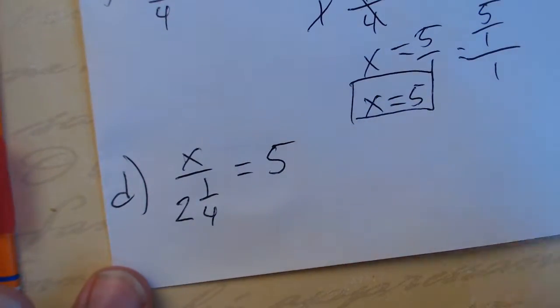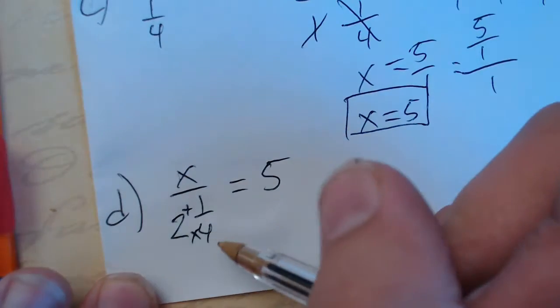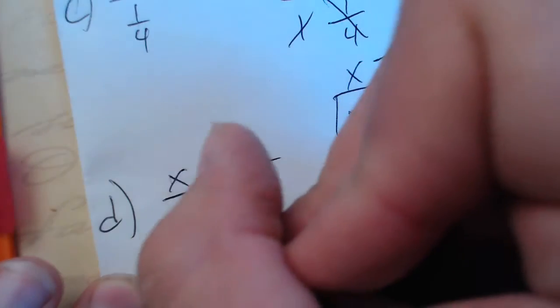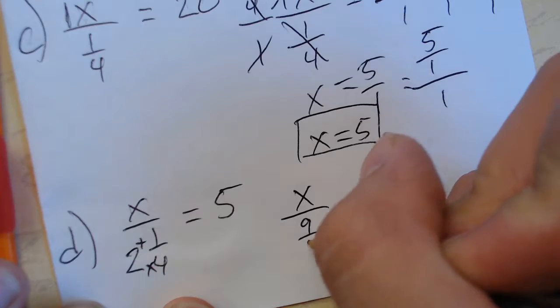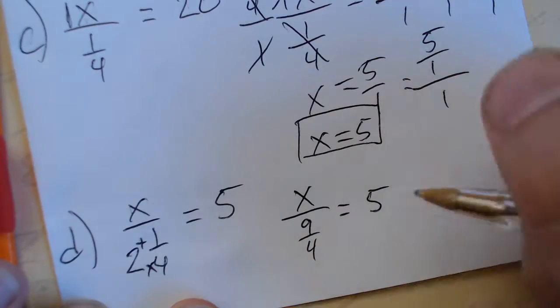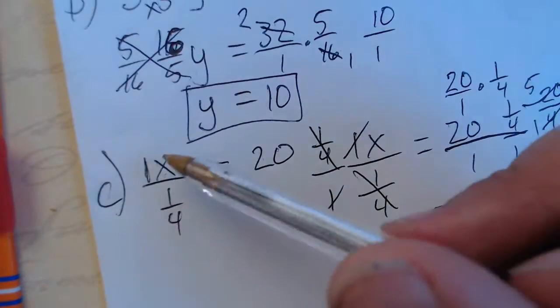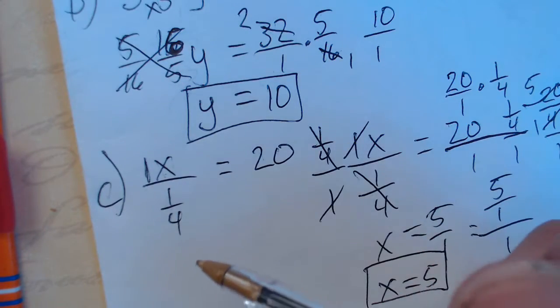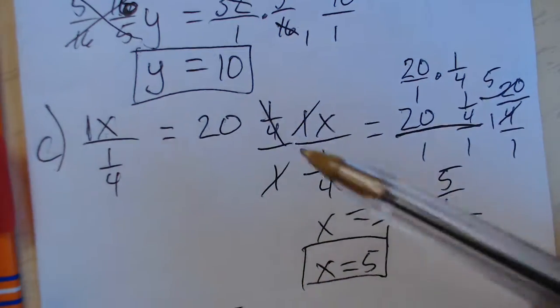Then the last one, D. Same thing, but with a mixed number. So again, we're going to take our mixed number, turn it into an improper fraction. 4 times 2 gives us 8, plus 1 gives us 9. So then we have x over 9 over 4 equals 5. Another way we could do this, instead of this crazy looking fraction, if that's difficult for you, or if everything I just did on problem C is way too confusing and you had to rewind the video, we could do it this way.